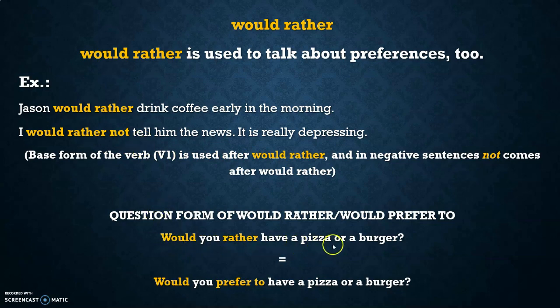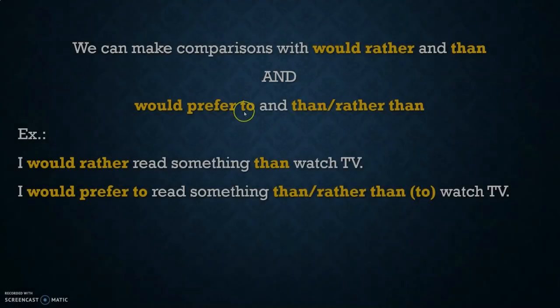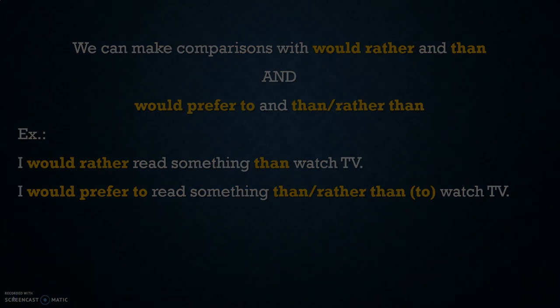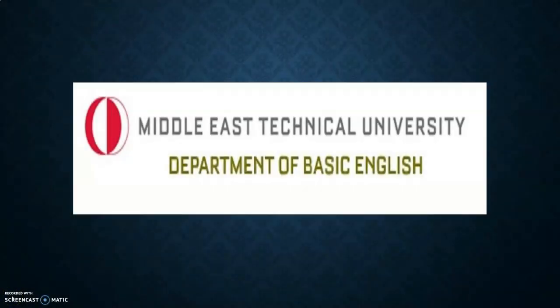Would you rather have a pizza or a burger? Or would you prefer to have a pizza or a burger? Have the same meaning. We can make comparisons with would rather and would prefer to and then or rather than. In these two sentences, we understand that reading something is the preference of the subject, not watching TV. This is the end of part 2.